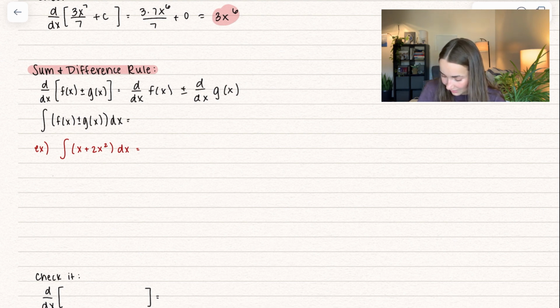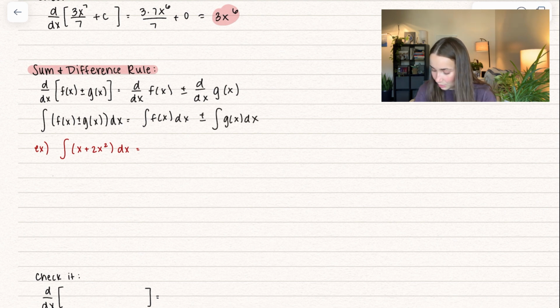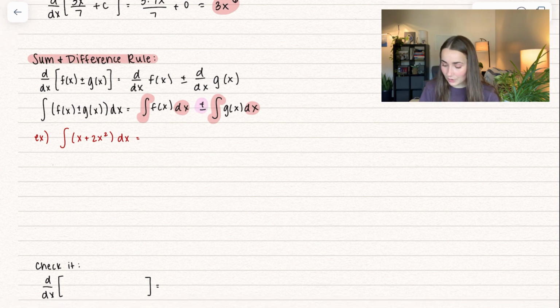So this just means when I split it up, I have the integral of f of x, the first function, in terms of x, plus or minus the integral of g of x in terms of x. So notice here you have to complete the sentence of both of them. So we have the integral and dx and the integral and dx. And this is separate from the plus and minus. So make sure you have that notation. Let's go ahead and see this in action.